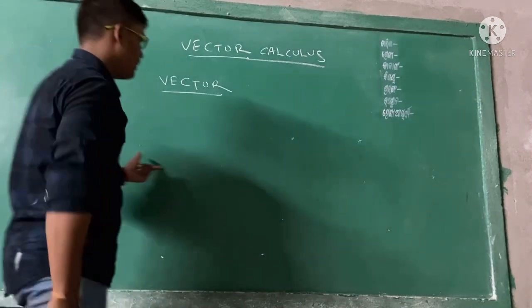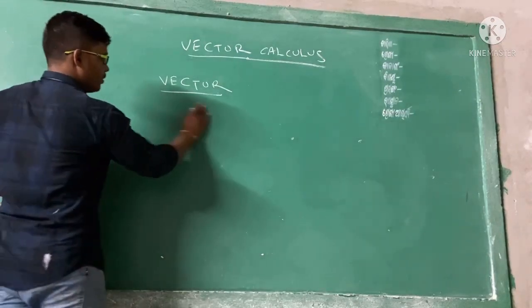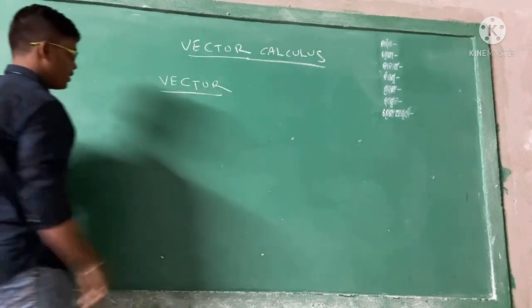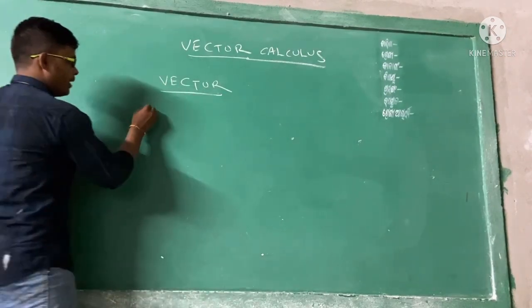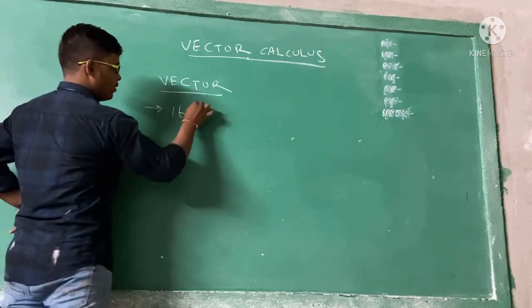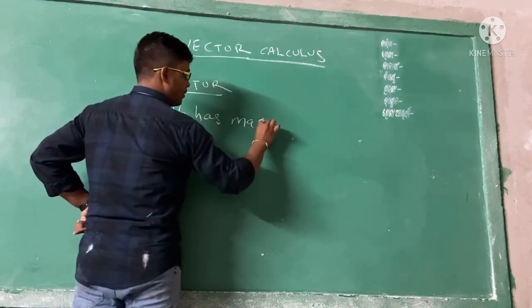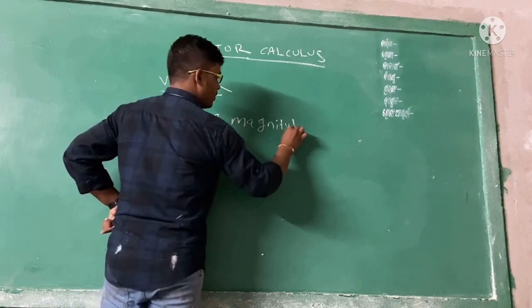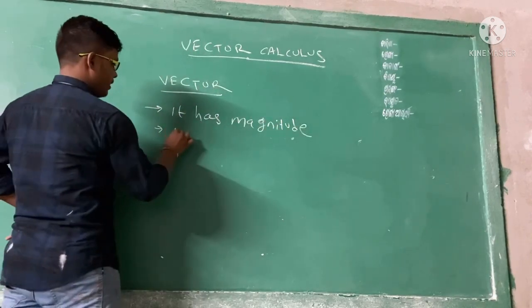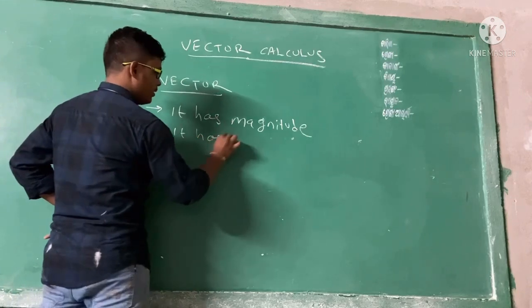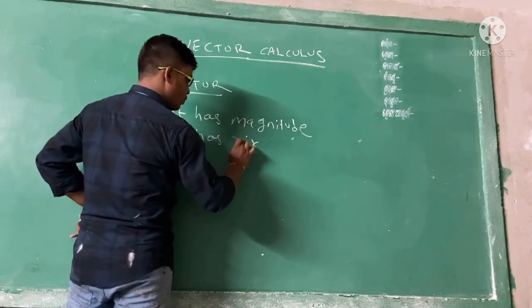So what is a vector? The vector generally has two things to be remembered. First of all, it has magnitude and direction. So it has both magnitude and direction. Compare this to scalar. The scalar has only magnitude, no direction. But the vector has magnitude and also direction.